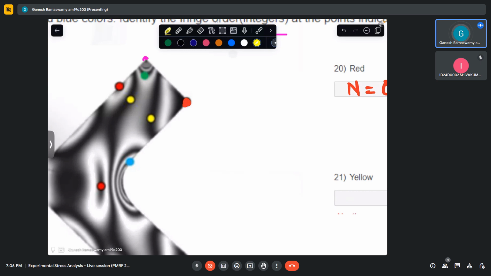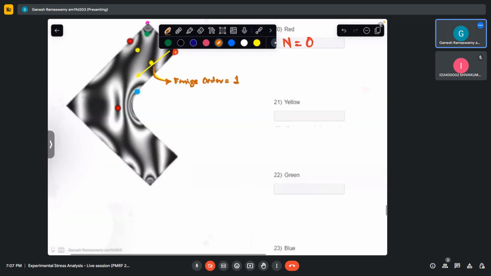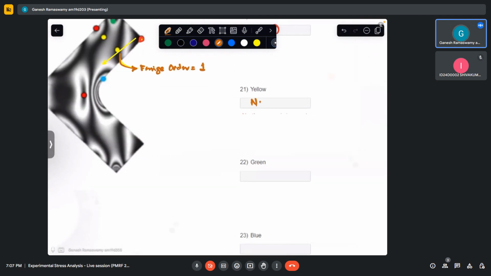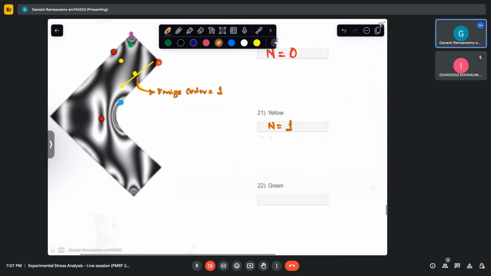So from 0, the fringe gradient increases in this direction. Hence, if this is 0, then naturally yellow would have to be 1. Yellow would have to be fringe order equal to 1. So the yellow would be fringe order 1.